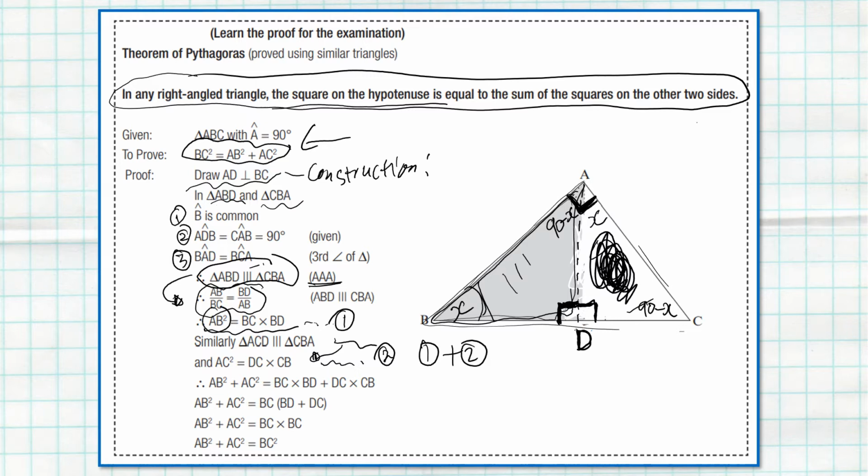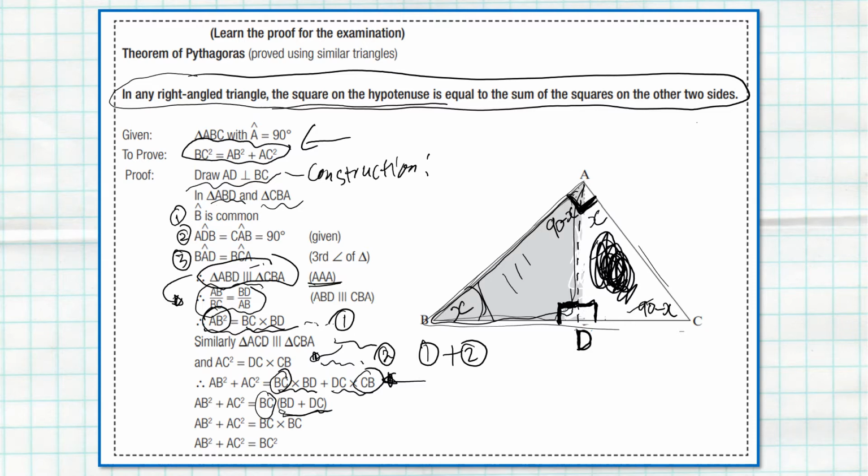So it's going to be AB squared. Can you see AB squared plus what? In our equation two, we have AC squared, right? It will be equal to those things. It is BC times BD plus what? DC times CB, right? But you can see that from this, we can take a common factor of what? Of BC. We have a common factor BC there. So we take BC as our common factor, and we'll be left with BD plus DC.